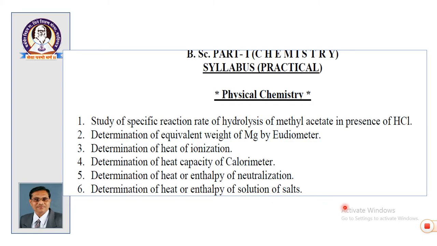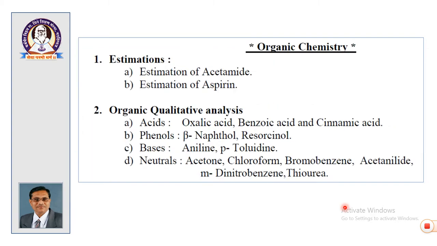So, these are from physical section of chemistry practical. Then in case of organic chemistry, of course, few more practicals are also there. There are 2 estimations which we are going to consider. Of course, there is third one also, estimation of acetamide, estimation of aspirin. Then the second section is organic qualitative analysis. So, organic qualitative analysis we are going to deal in detail in this video.